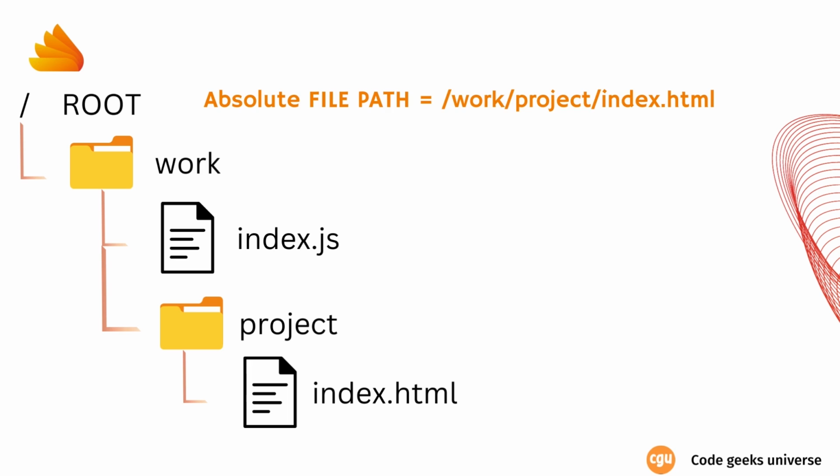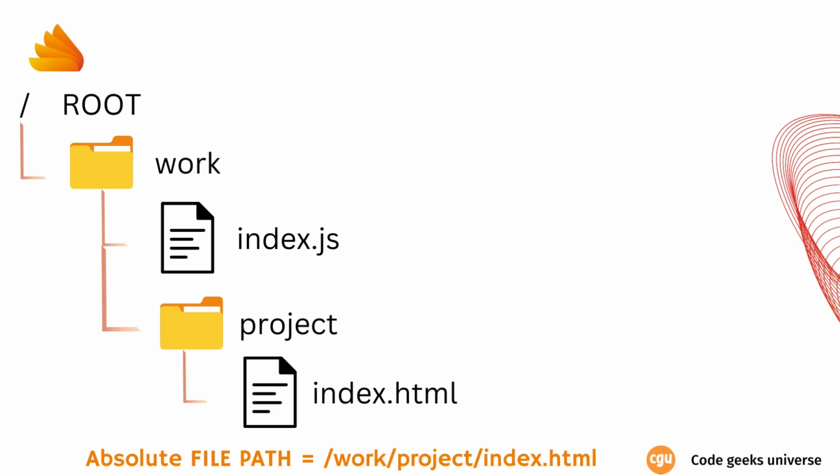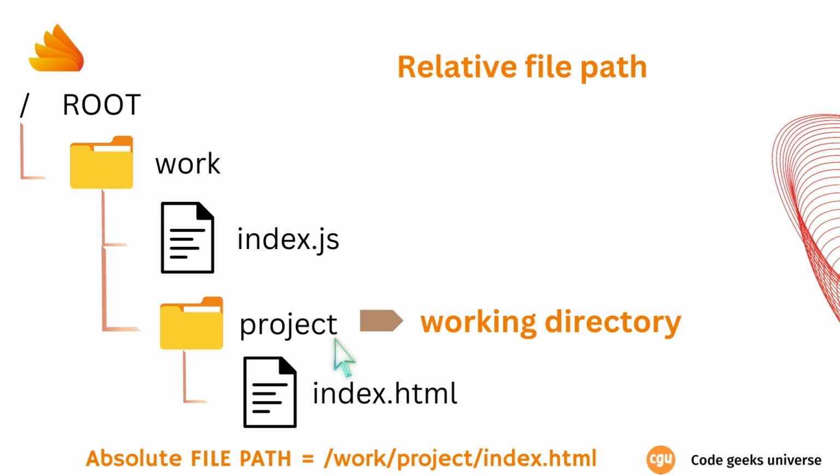Now there is also something called a relative file path. Taking this index.html, we know that the absolute file path is /work/project/index.html. But what if we were actually inside this project folder? So let's say that at the time when we are trying to get to this index.html, we are actually right here. Now this in computer speak is called the working directory. It's basically the directory or folder that we are currently working from. And once we have established the working directory so that we are right here, then we can use what's called a relative file path to get a file that we are interested in.